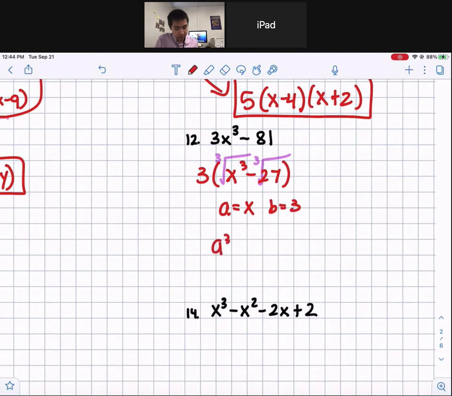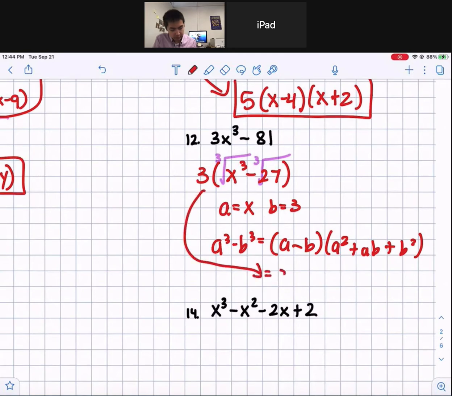Now let's do our formula, right? A minus B, A squared, AB, B squared. Use SOAP. Same sign, opposite sign, always positive. So now, just plug in x for A and 3 for B. But please don't forget the 3 that we factored out in the beginning. x minus 3, plug in x into A squared, x squared. A times B, x times 3 is plus 3x. B squared, 3 squared is 9.